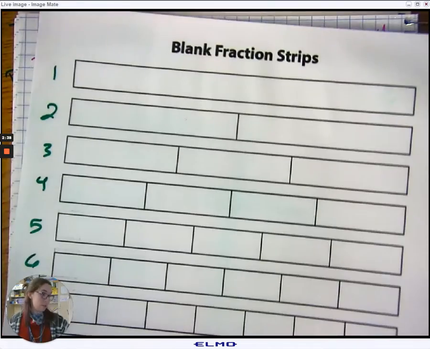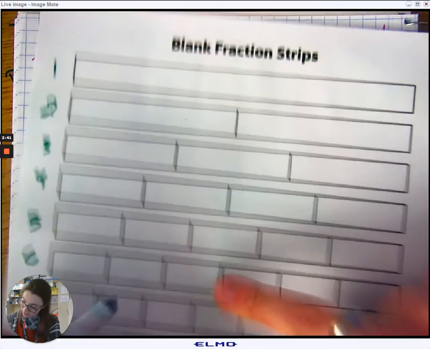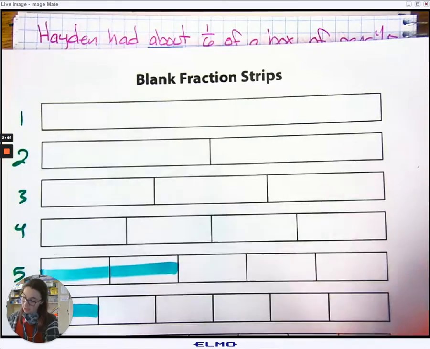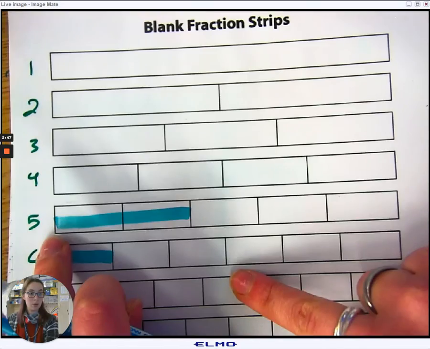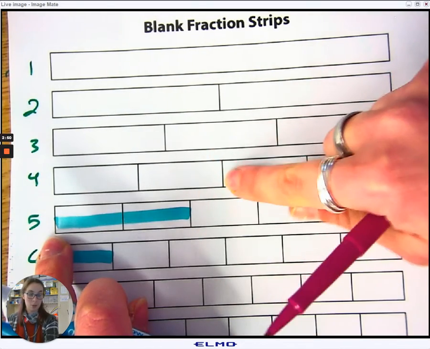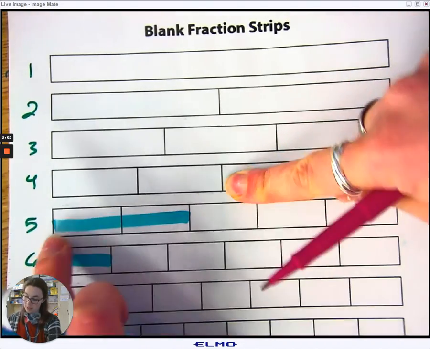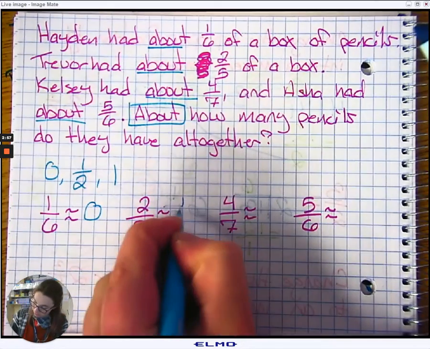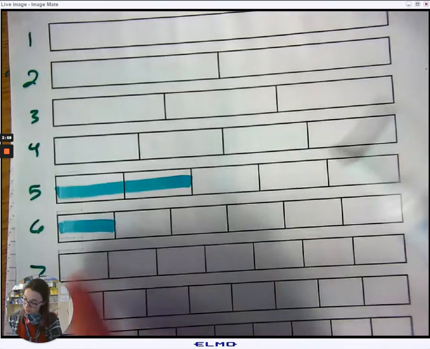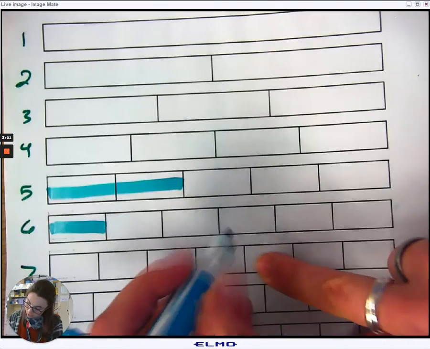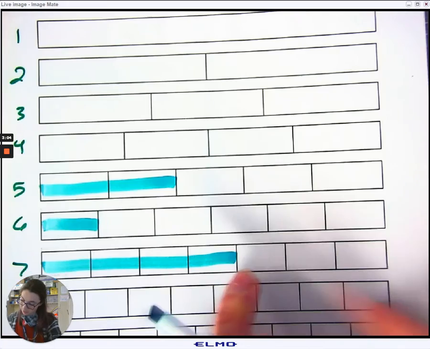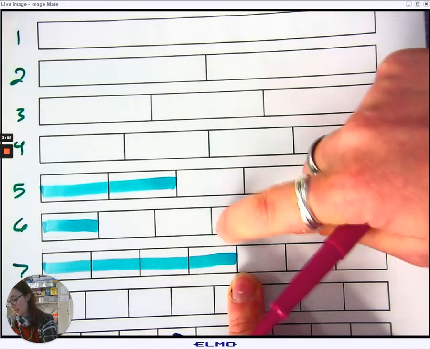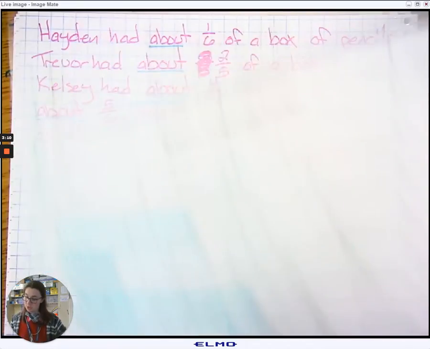Let's look at 2/5. So 1/6 is closest to 0. 2/5, is that closest to 0, 1/2, or 1? Well, it's not closer to 1, that's for sure, but it is closest to 1/2. Now 4/7. 1, 2, 3, 4. 4/7. Well, 0, no. 1/2, or 3/6 in this case. 1/2? Yep, looks like it's closest to 1/2 to me.